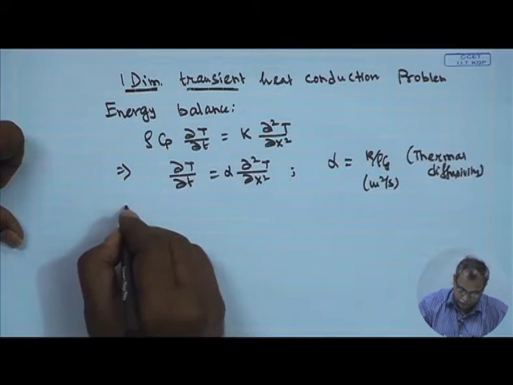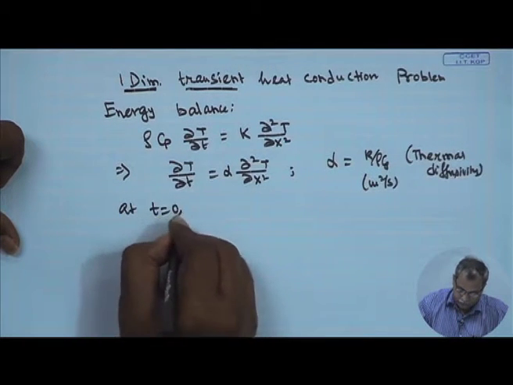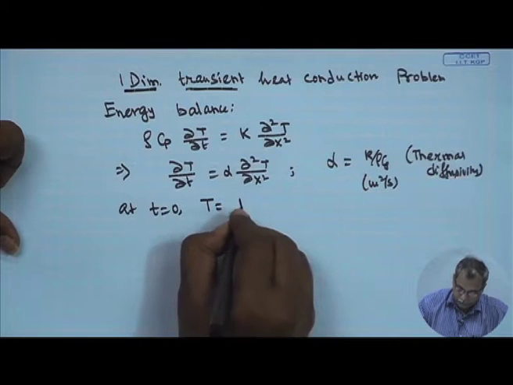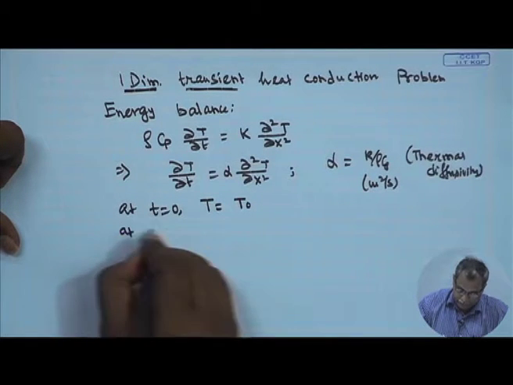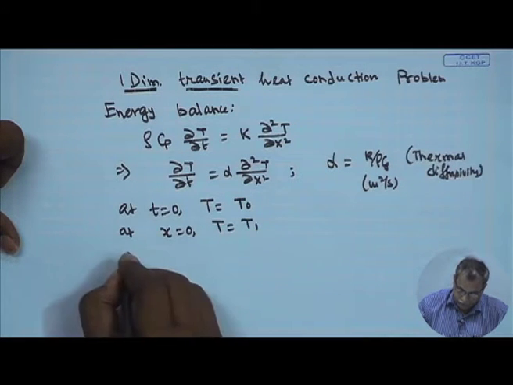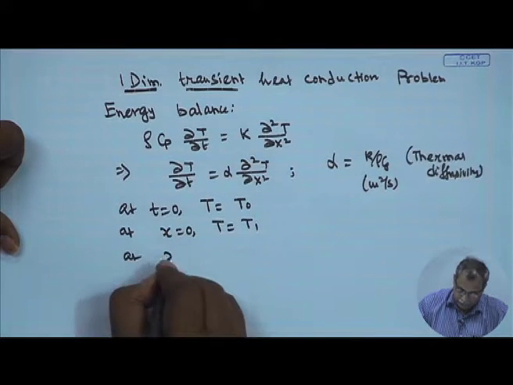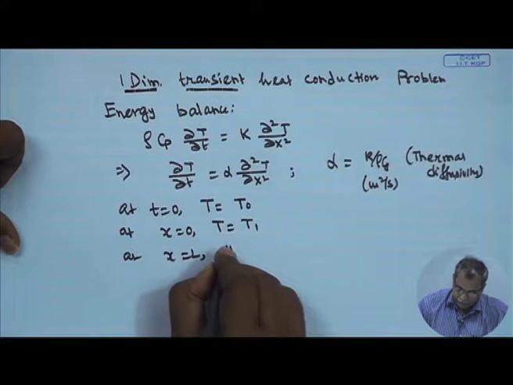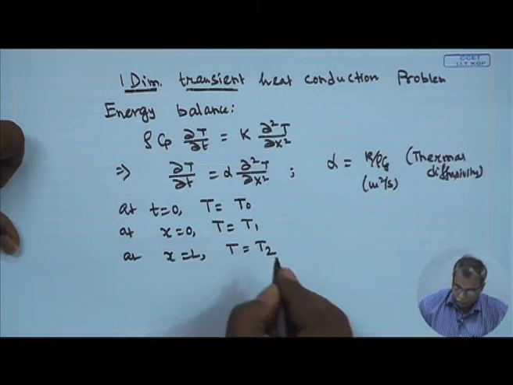Let us look into the boundary conditions. At t is equal to 0, we have capital T is equal to T naught. At x is equal to 0, we are maintaining a temperature of T1, and at x equal to L, we are maintaining a temperature of T2. Okay. So at x is equal to 0, we are maintaining a temperature, and at another boundary located at x equal to L, we are maintaining another temperature. So this is a complete problem with a Dirichlet boundary condition.